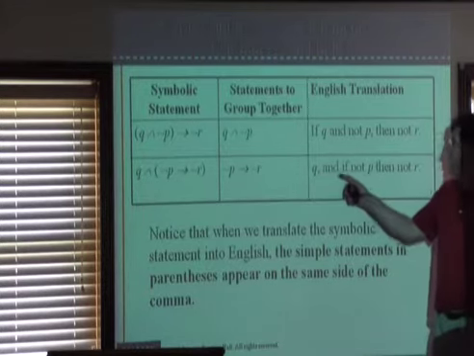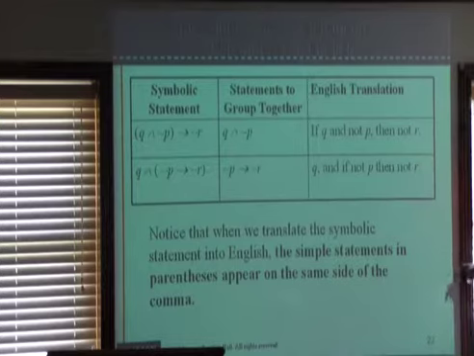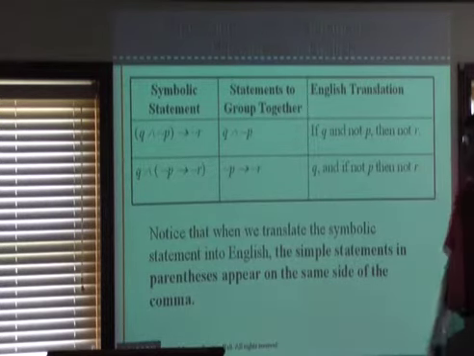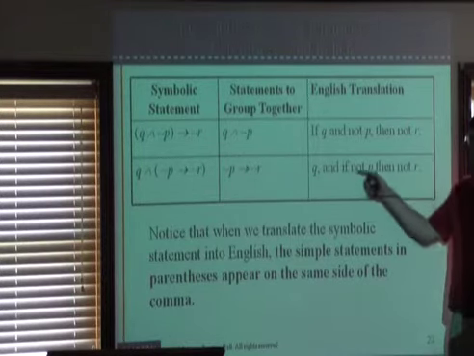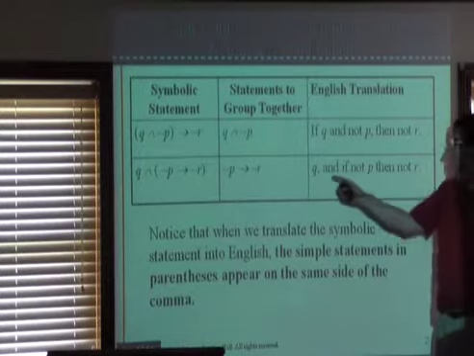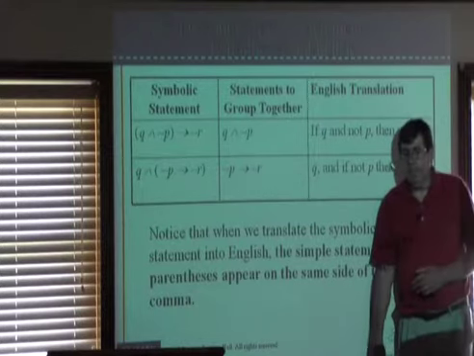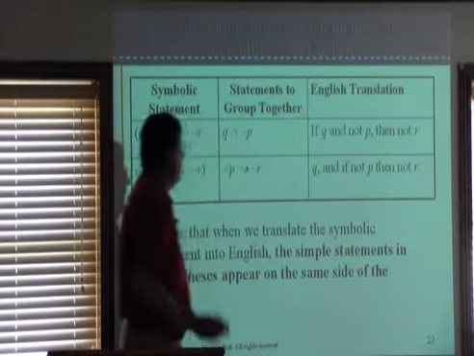Q and if not P, then not R. Now that's a little hard. Q got a comma, so that means it must be by itself, and that implies that this other part is together as a group. But notice the word and, so we'd have to use that symbol. So as we translate into English, the simple statements in parentheses appear on the same side of the comma. Okay, I hope that clarifies that.